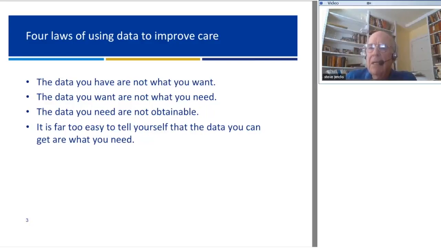The second law is that the data you want are not the data you need. The data you want are data which tell you what kind of barriers individuals are facing, and you might want to know as well whether we know anything about overcoming those barriers. But what you need are data that tell you how the process of care is failing for your patients. And those data are hard to come by. In fact, they are in many cases unobtainable.